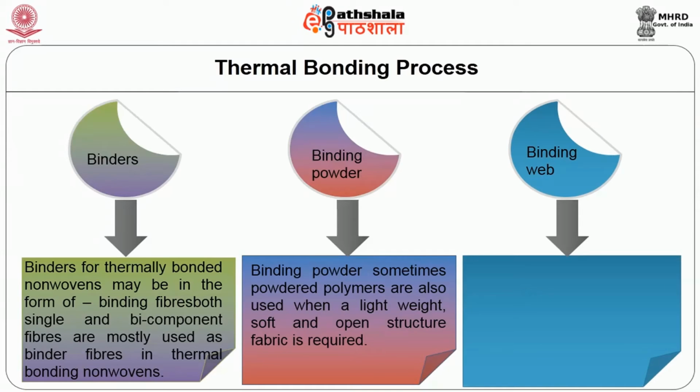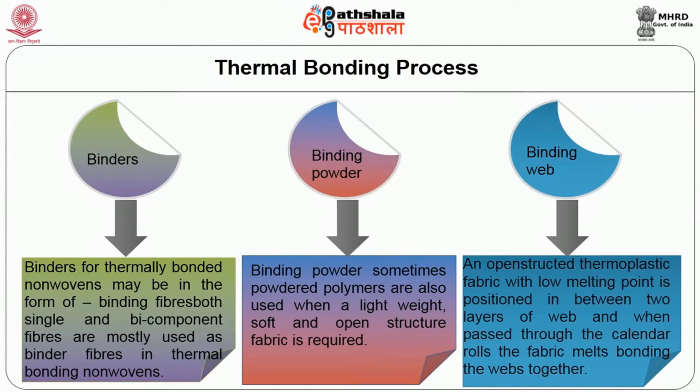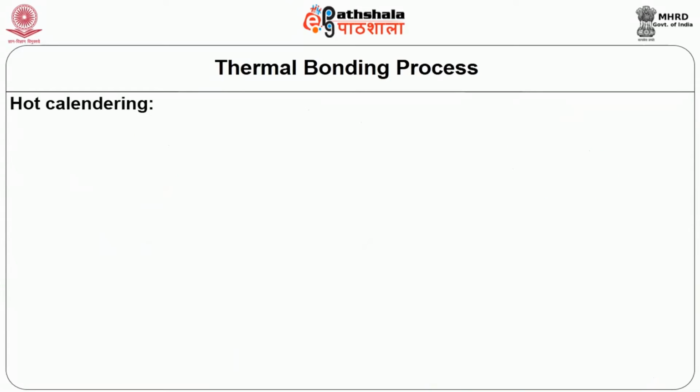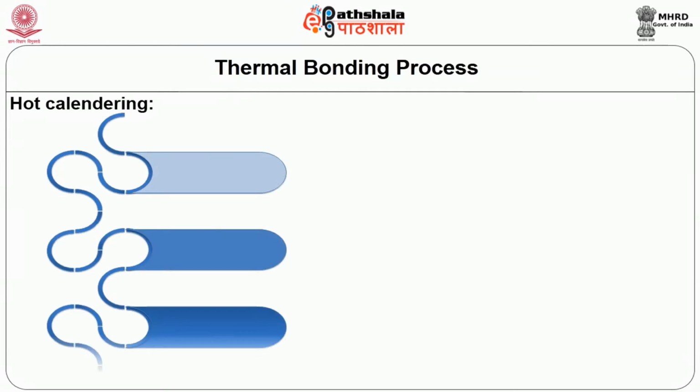Binding web. An open structured thermoplastic fabric with a low melting point is positioned in between two layers of the web, and when pressed together by the calendar rolls, the fabric melts, bonding the webs together. The next technique is hot calendering. There are three types of hot calendering.